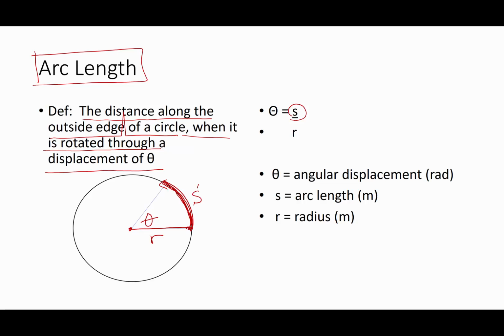Now, the arc length is a length, and so that's going to be measured in meters. R is the radius, also going to be measured in meters. And theta is my angular displacement, how far something has rotated, and that's going to be in radians. So write this equation down, put it on your formula sheet. That's one we're going to use. And matter of fact, we're going to use it right now.